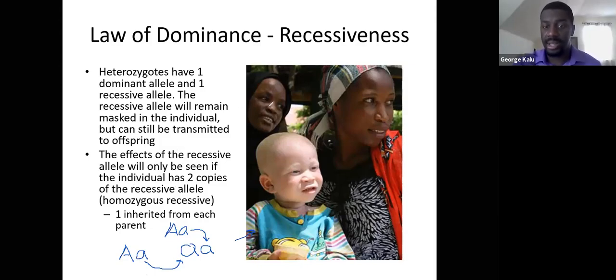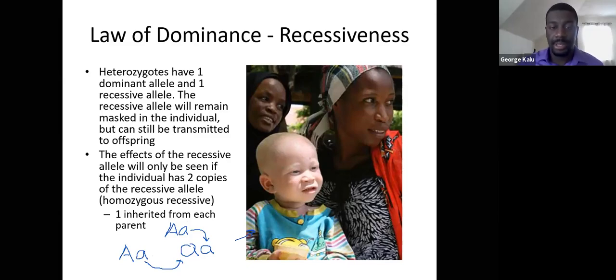So again, the key here is that in order to see a recessive trait, you have to inherit two copies of the recessive allele, one from mom and one from dad. But even though the parents may themselves be expressing the dominant trait, it is still possible for them to pass on the recessive allele. So that is how recessiveness works here. Any questions going forward here?